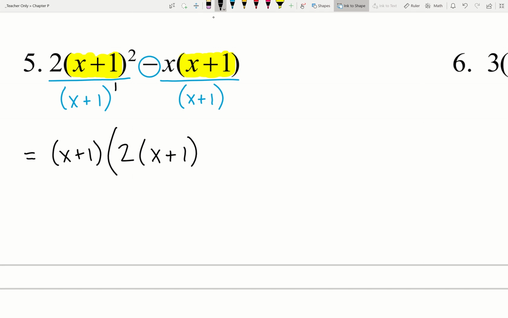Okay, and then there goes my big minus. And then in that second group, you can look at this as, well, I had x plus 1 on the top, I've got x plus 1 on the bottom. Those would cancel out and just simply leave me with x. And so now I'm here, okay?